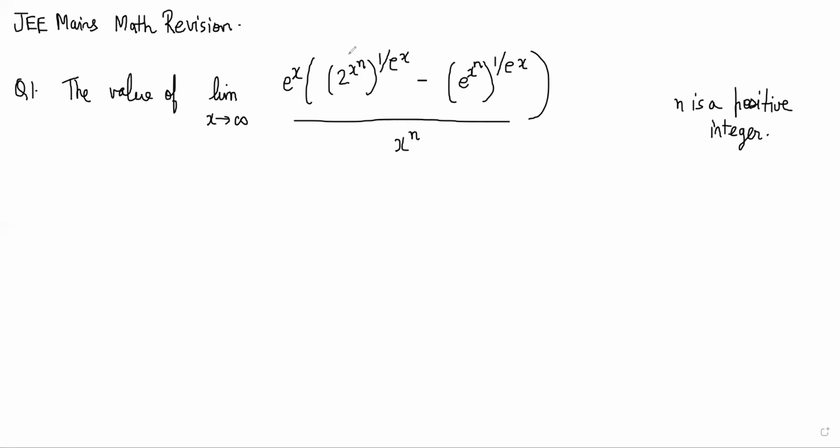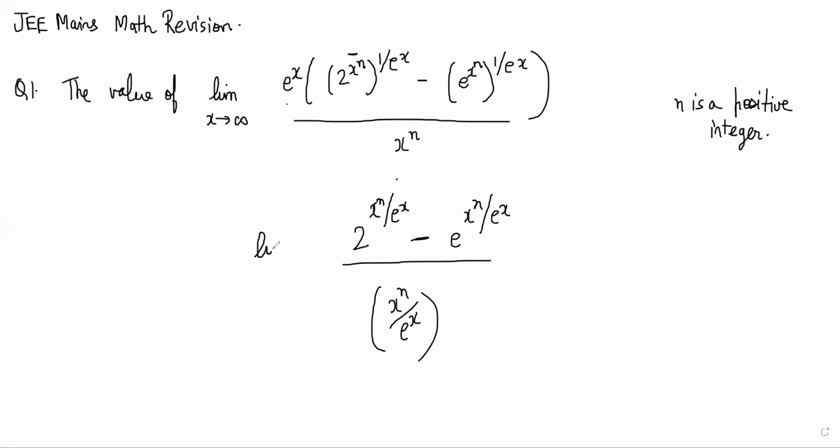Here you should know that this x power n by e power x is coming everywhere. And if you think this e power x can be brought down, it's the x power n by e power x here. So limit of n tends to infinity of this. So you should first think about what is the limit of x power n by e power x.